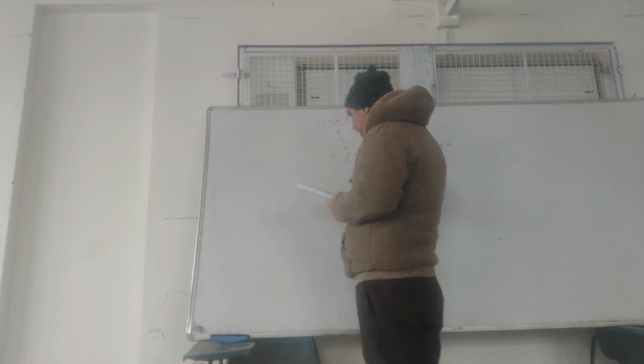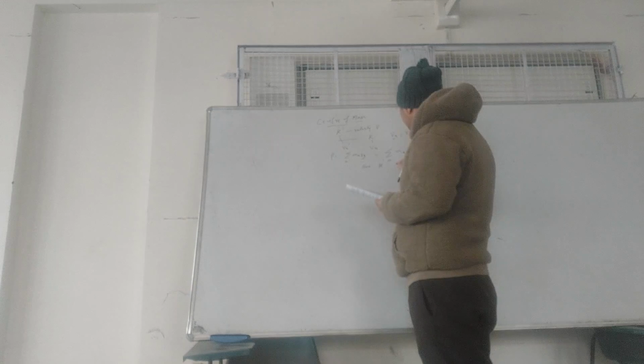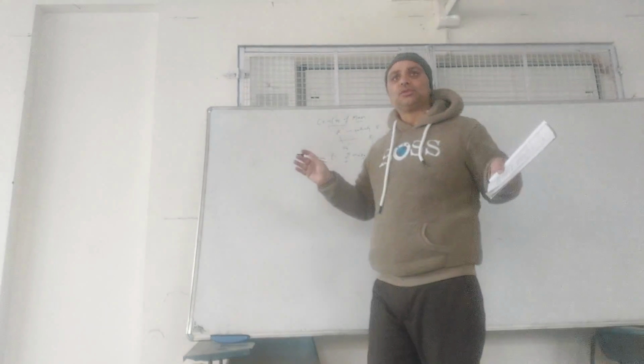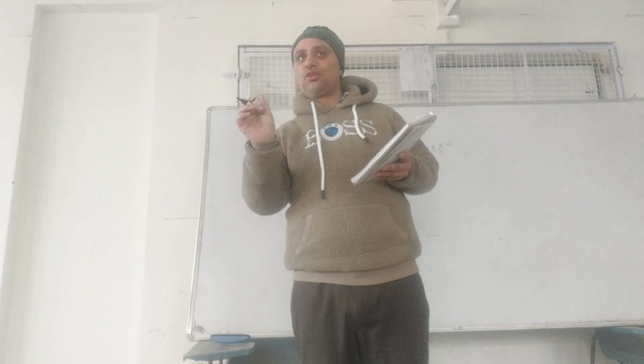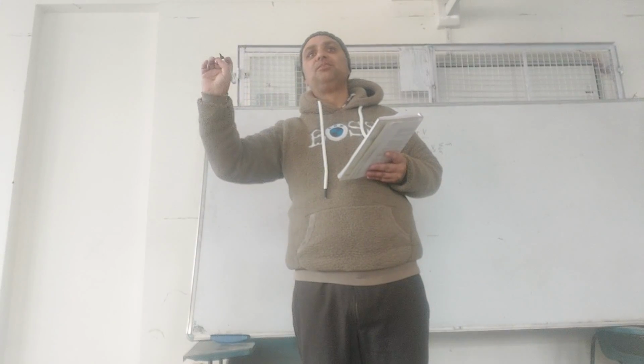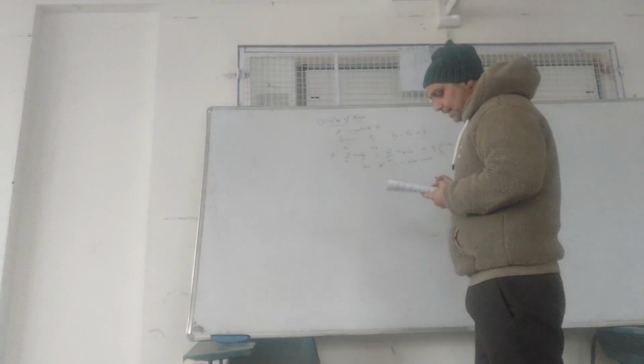So now we say that there is always a reference frame K prime in which the total momentum is zero. When is it zero? When the body is at rest, because the velocity will be zero.